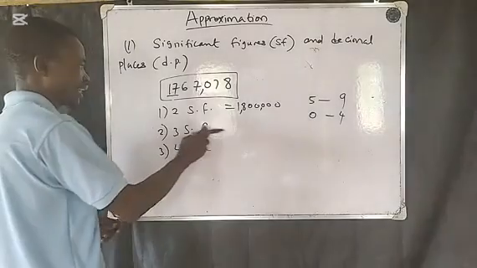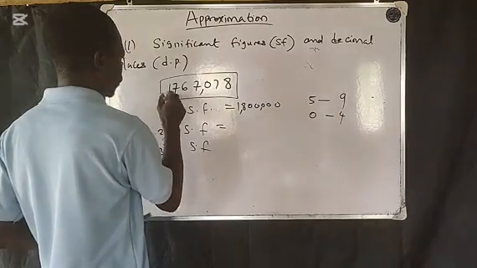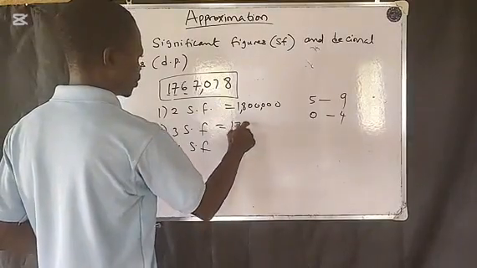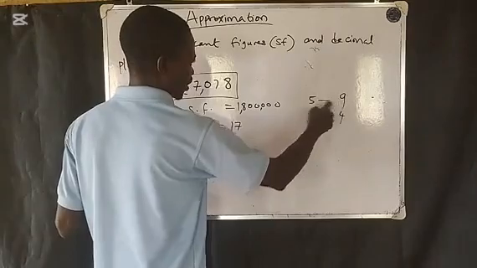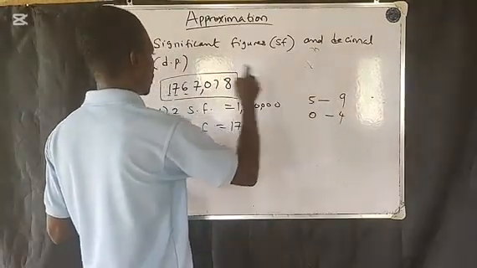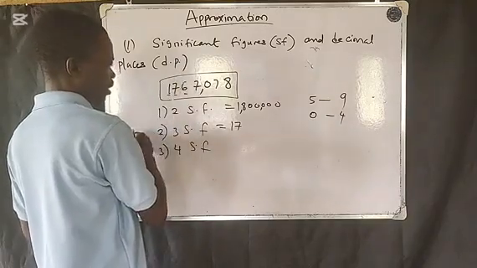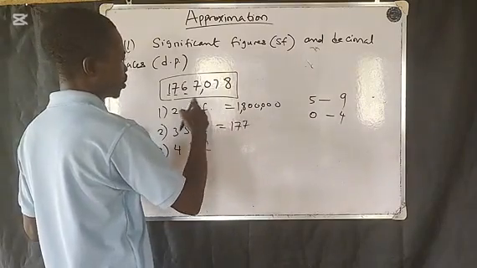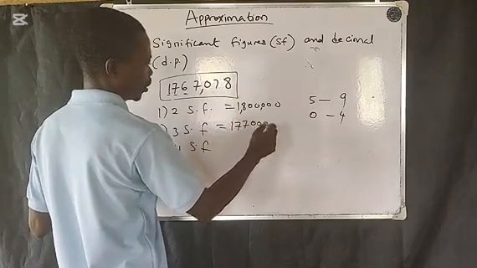To 3 SF, we will count 3. 1, 2, 3. We'll stop here. 1, 7, 6. But before you write your 6, the next digit is a senior digit, right? Between 5 and 9, we call it a senior digit. So we're going to round up by adding 1 to this 6. Then we're going to write 7. The remaining digits will be 0.